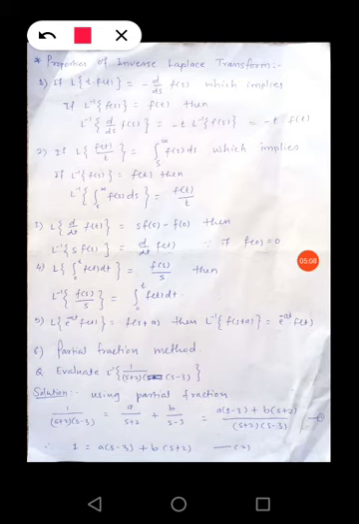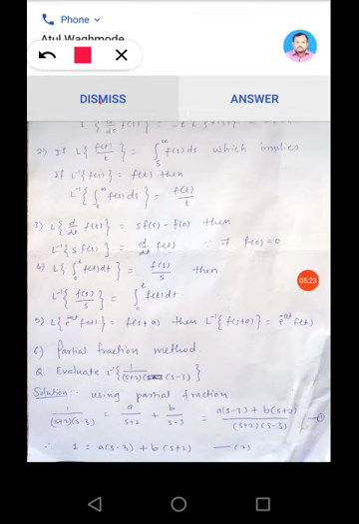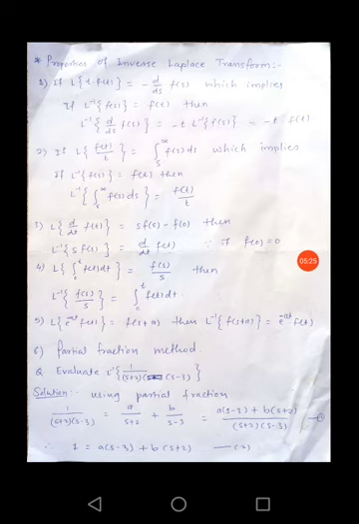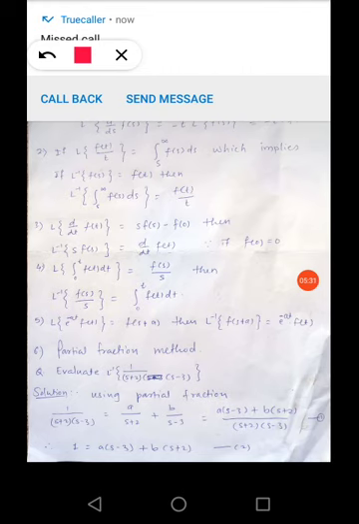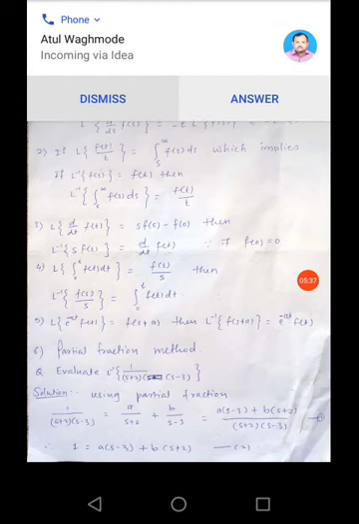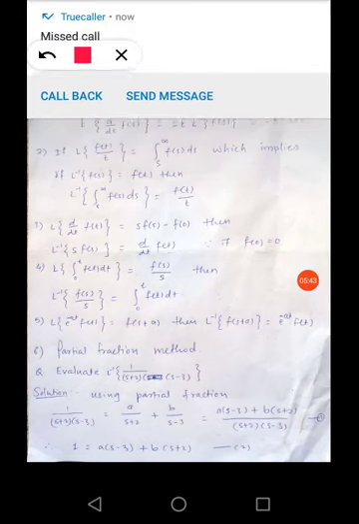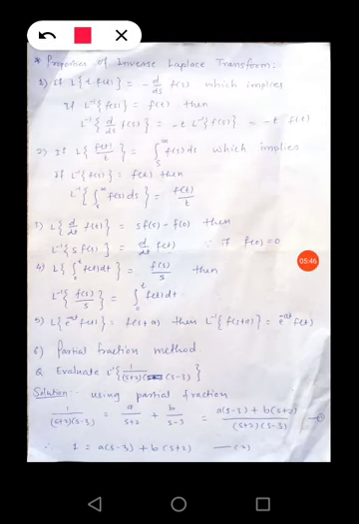So directly we cannot use the properties of inverse Laplace transform here, so we use partial fractions to reduce this function into linear functions. So let's see, using the partial fraction method.